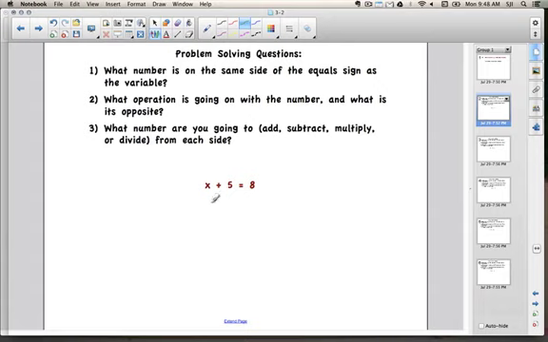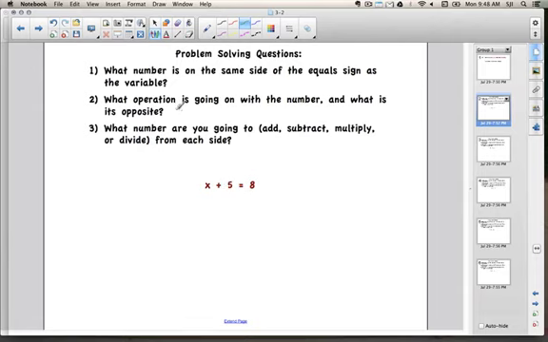Here we have an equation. This is the kind of equation that we're going to be solving today because it has an addition sign here, or we're going to be solving ones that have a subtraction sign here. So the first question is, what number is on the same side of the equal sign as the variable? Here's the variable x, and here's the 5 right here. It's on the same side of the equal sign as the variable. So the answer to the first question is 5.